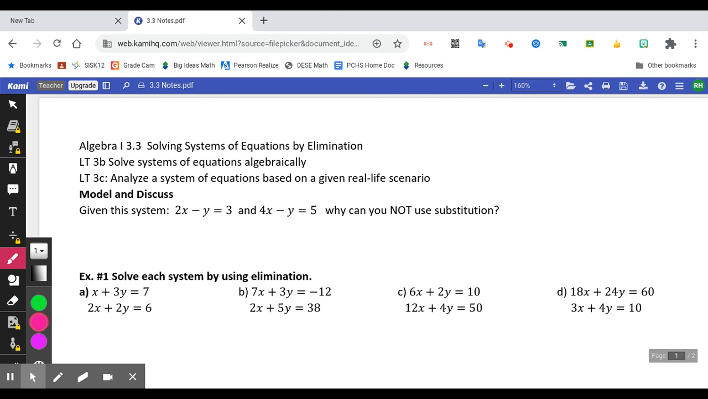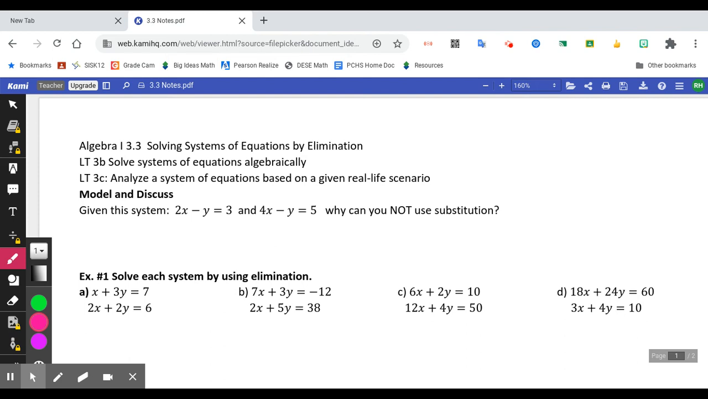Okay, so we're going to learn our third way to solve systems of equations today, which is by elimination. So this is 3.3. We're going to solve them algebraically again, and then again with our real life scenarios, which is our word problems.